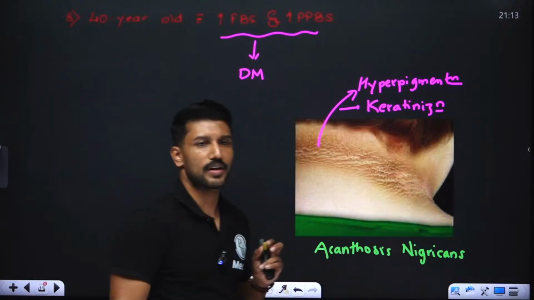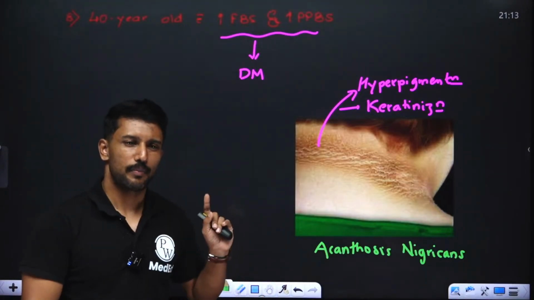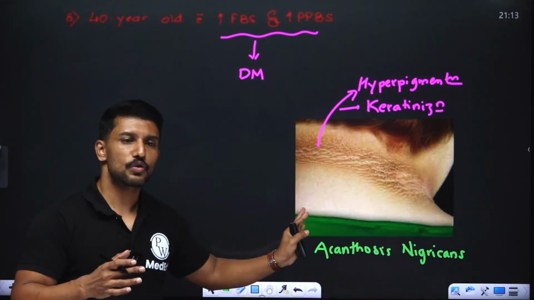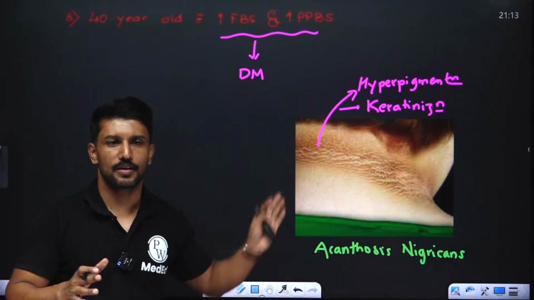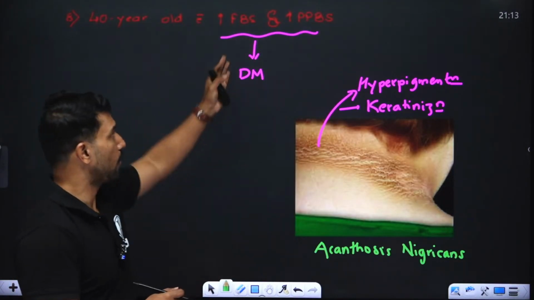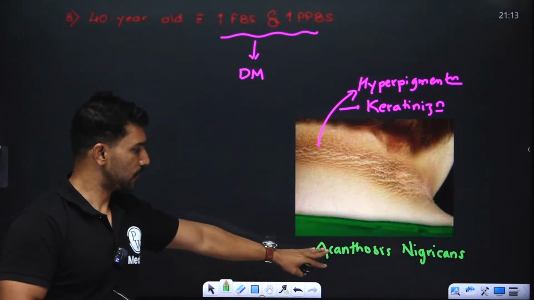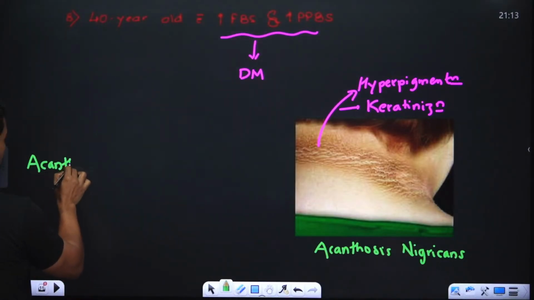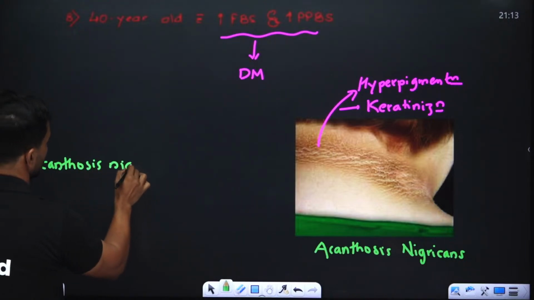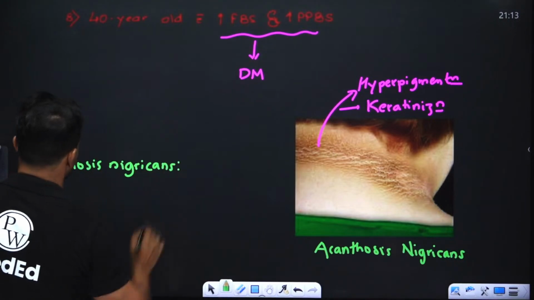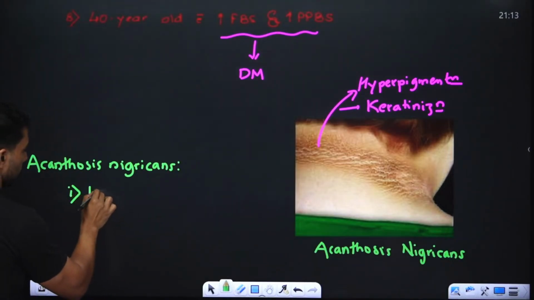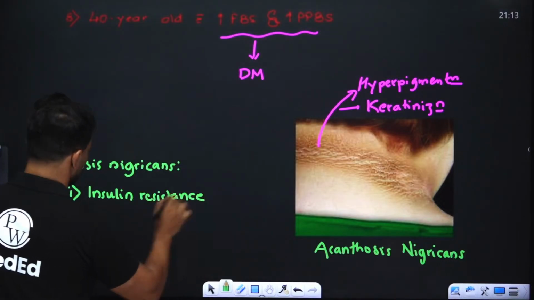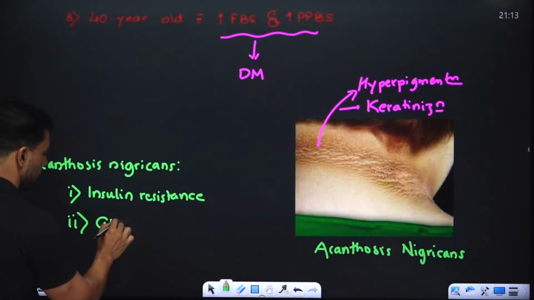So in what all conditions can you have acanthosis nigricans? You can have it mainly because of insulin resistance, and sometimes it can be because of an underlying malignancy. Mainly GIT malignancies can also cause acanthosis nigricans. Here the context is high blood sugar. Acanthosis nigricans indicates insulin resistance or cancers. One, it can be seen in patients with insulin resistance, and second, it can be seen in GI cancers.